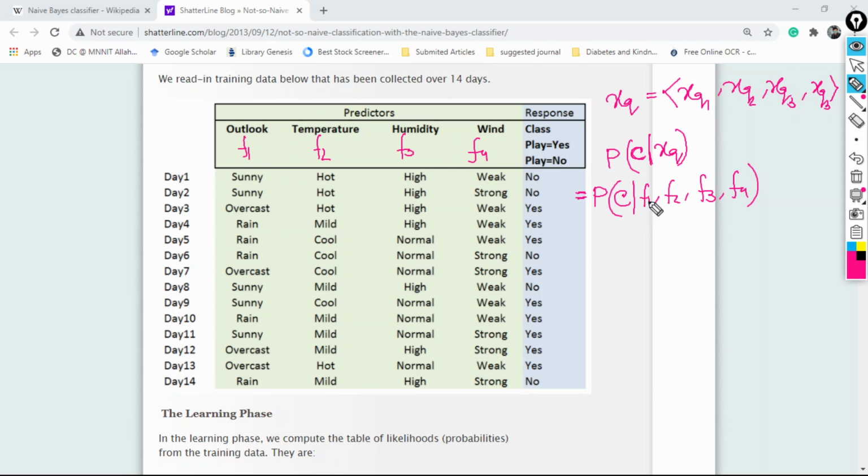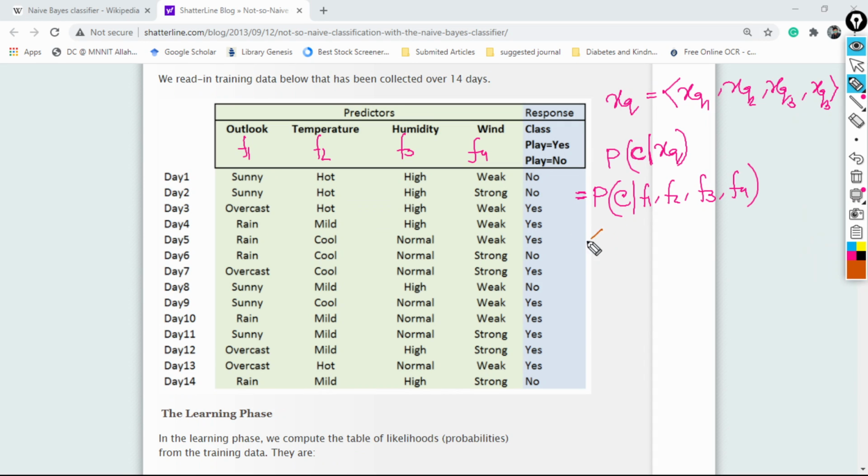These features mean this point is responsible for this point. Feature 2 is responsible for this point, that is xq2. Feature f3 is responsible for xq3. Similarly for f4. So just remember the naive Bayes theorem.